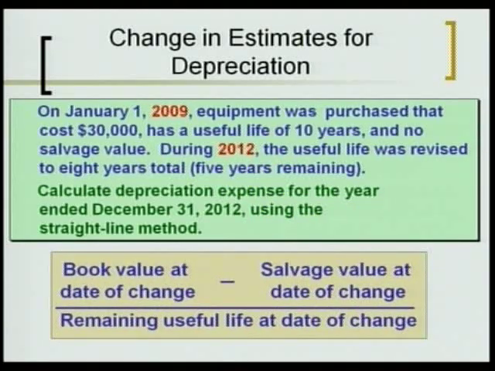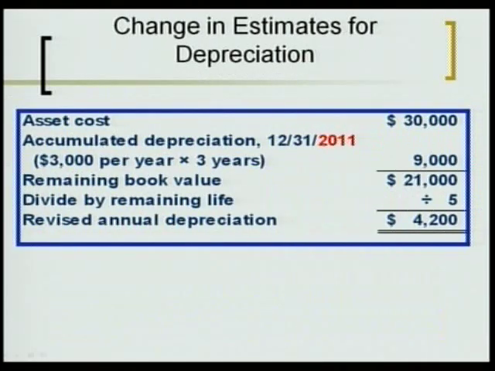Well, first of all, we need to recognize that the equation we're going to use is this. We're going to take the book value at the date of change. Do you remember what the book value is? What's book value? Somebody make me proud. Thank you, Allie. Book value of an asset is cost minus accumulated depreciation. So we're going to take the book value at the date of the change, subtract the updated salvage value, and then divide it by the remaining useful life. Okay? So the first thing we have to do is figure out what book value is.